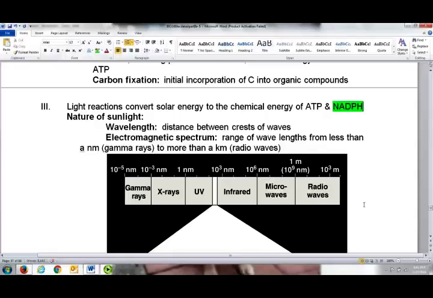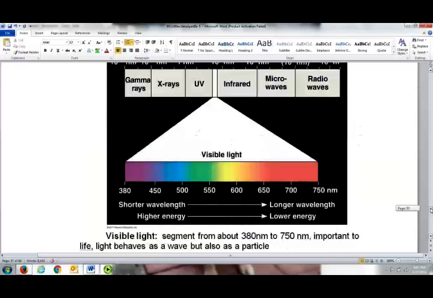So with sunlight, it is a wave, and when we look at waves, they're part of the electromagnetic spectrum. We look at the wavelength, which is the distance between the crests of the waves. Your electromagnetic spectrum is going to be a range of wavelengths from less than a nanometer, which is going to include your gamma rays, to more than a kilometer, which will be radio waves.